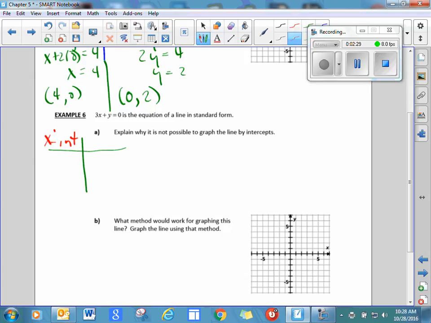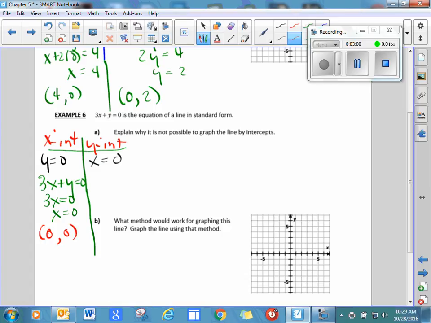X-intercept over here, y-intercept over here. So x-intercept, we're going to let y be 0, y-intercept, we're going to let x be 0, and we're going to plug those values in our equation. So our equation is 3x plus y equals 0. I'm going to plug in 0 for y, so I get 3x equals 0. Divide both sides by 3, and you get x has to be 0 also. So our ordered pair would be x is 0 and y is 0.